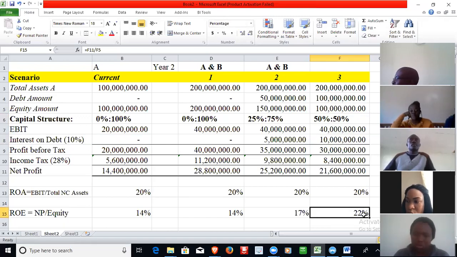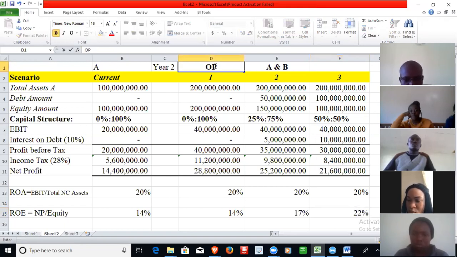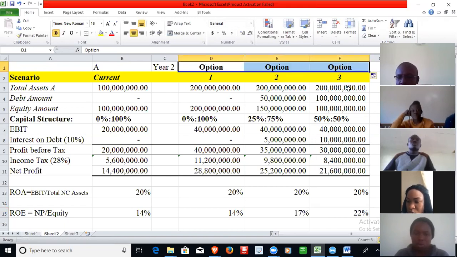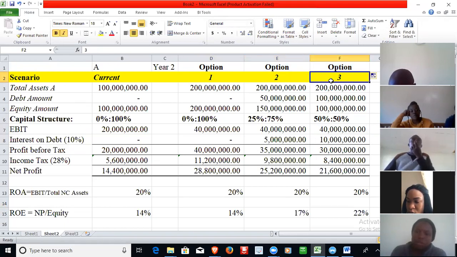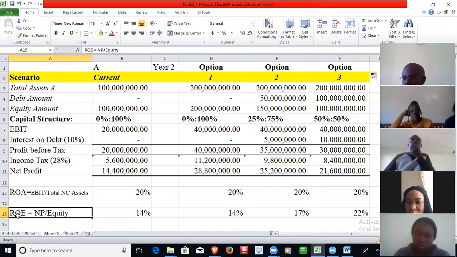So if you are a finance manager and you are asked which option you are going to use, which is the best option for the organization and for the shareholders? Is it option 1, option 2, or option 3? Option 3, right. So it's going to be option 3 because it's giving us high returns on equity.